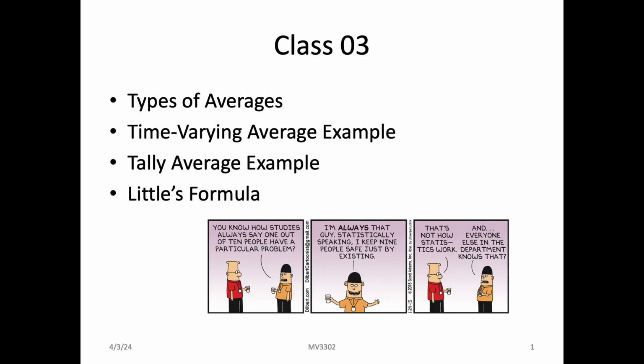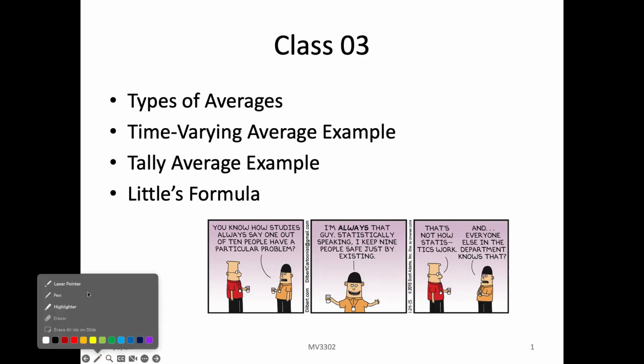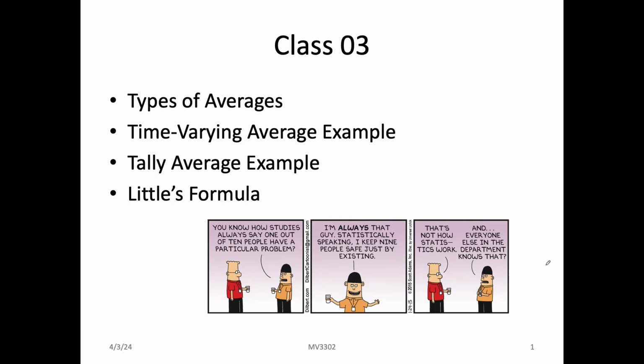Anyway, in our discrete event models, there are actually two types of averages that we have to deal with. One is the tally average, which is the one that you're used to. We're going to call it a tally to distinguish it from a time-varying average. And then it turns out that there's a fascinating relationship between these two in certain types of systems, and that's called Little's formula. That's actually kind of amazing, one of my favorite little results.